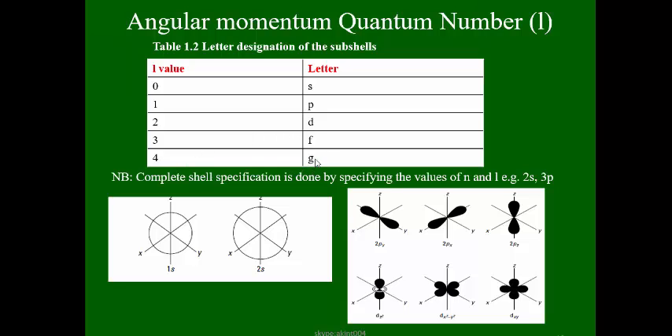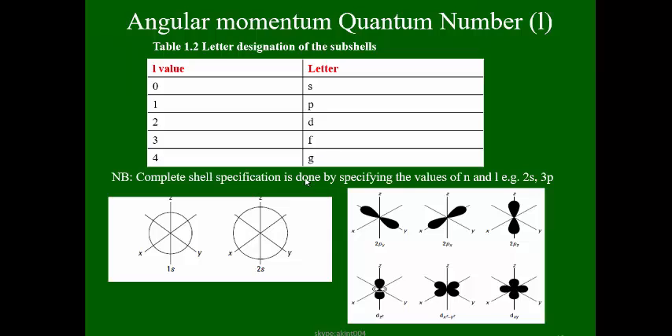For now they are using G, S, P, D, F, G. It doesn't mean that L cannot be 5. If L is 5, then they will use another letter. But for now, 4 is enough to describe any element. If they discover another element which requires the value of L to be equal to 5, then they create another letter. But for now, they have not done that.